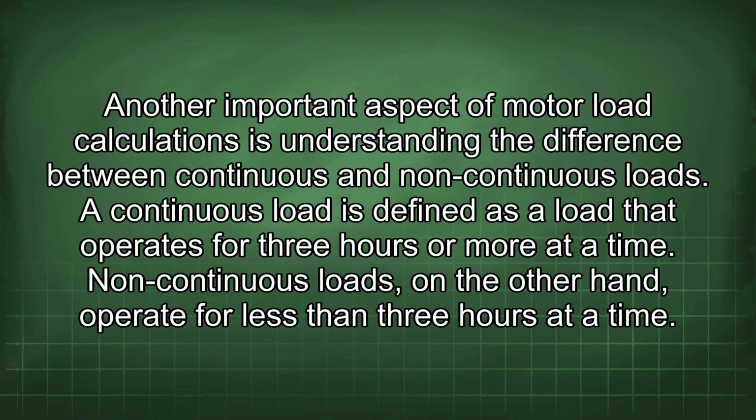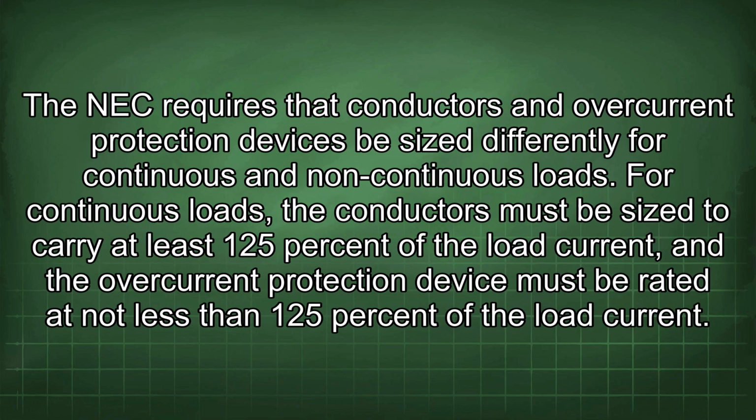Another important aspect of motor load calculations is understanding the difference between continuous and non-continuous loads. A continuous load is defined as a load that operates for 3 hours or more at a time. Non-continuous loads, on the other hand, operate for less than 3 hours at a time. The NEC requires that conductors and overcurrent protection devices be sized differently for continuous and non-continuous loads. For continuous loads, the conductors must be sized to carry at least 125% of the load current, and the overcurrent protection device must be rated at not less than 125% of the load current.